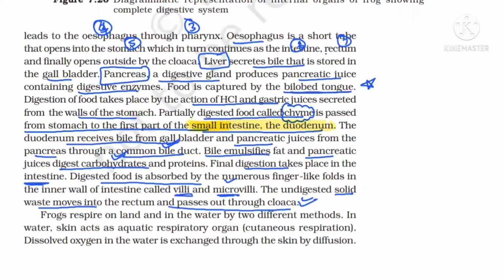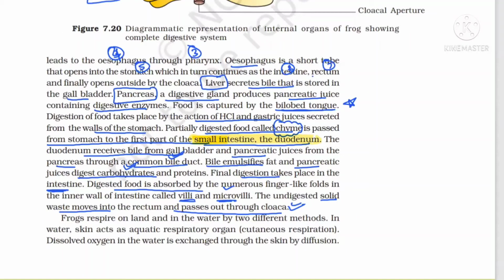We have to just remember here, in the small intestine, we have to mention only the duodenum. We are not focusing on the jejunum or ileum. And in the large intestine, we see only the large intestine, which opens through the rectum into the cloaca. There is no cecum, no colon, you have to say. Remaining is the same. Now, digestion is over.